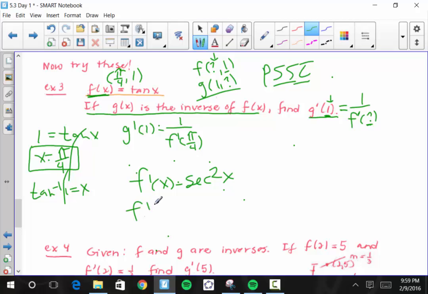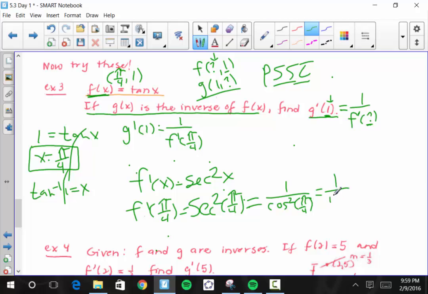And what we want to do is find f prime of pi over 4. That's equal to secant squared of pi over 4. I never remember what secant is of pi over 4, but I do know that secant is 1 over cosine, so I have 1 over cosine squared of pi over 4. And cosine of pi over 4 is actually square root of 2 over 2. So this is equal to 1 over square root of 2 over 2 quantity squared, which is equal to 1 over 2 over 4, which is equal to 2.